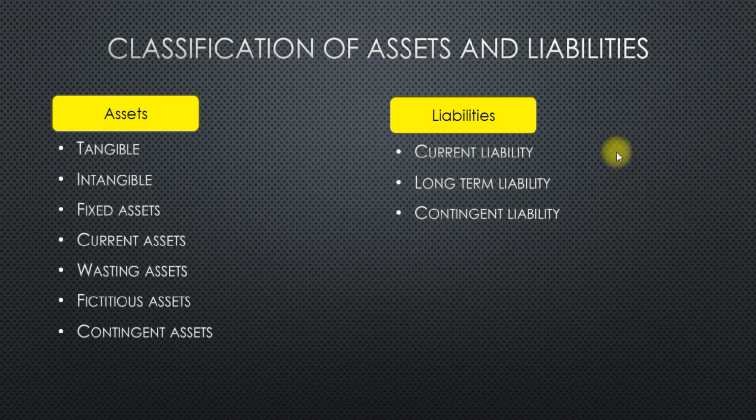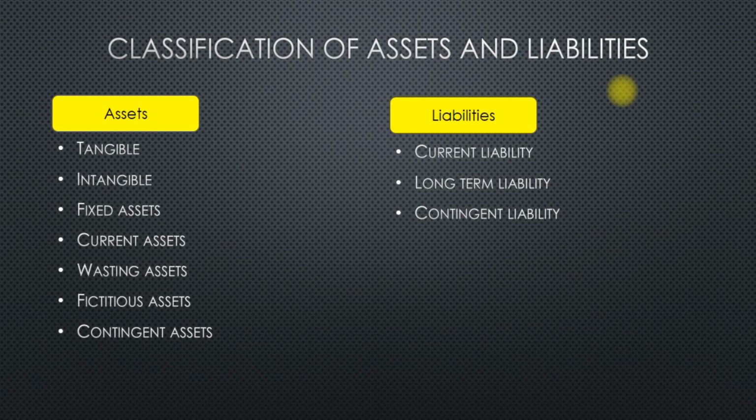Next, we will take up liabilities. What are the classifications of liabilities? Liabilities refer to the amounts which a business owes to outside people. They may be current or short term, which is then called current liability, long term, which is then called long-term liability, and contingent liability. We'll see what each of them are.